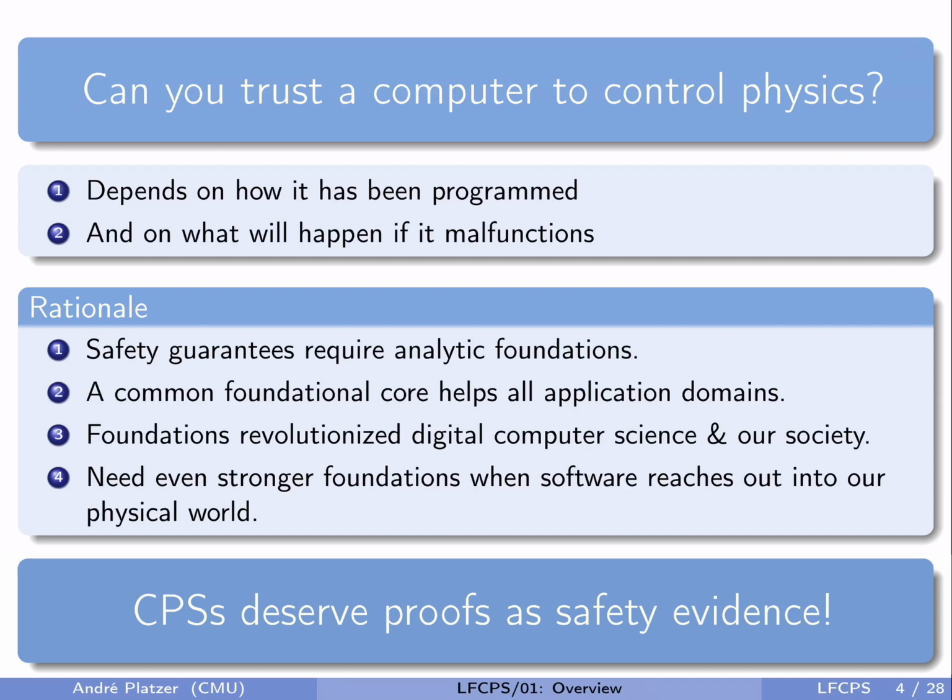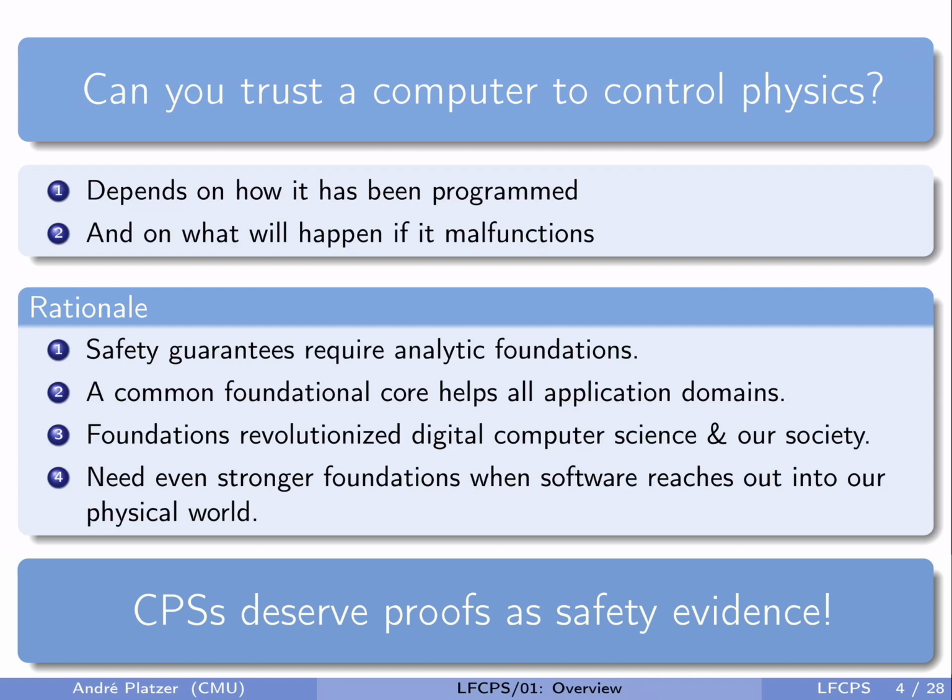Whether you can trust a computer to control physics depends, and it depends on how it has been programmed, but also on what will happen if it malfunctions. For example, if you have a GPS-guided, Bluetooth-controlled electric toothbrush, there's really very little damage that it can do to you. But the same is not true on a car or an aircraft that you are flying in or driving in.